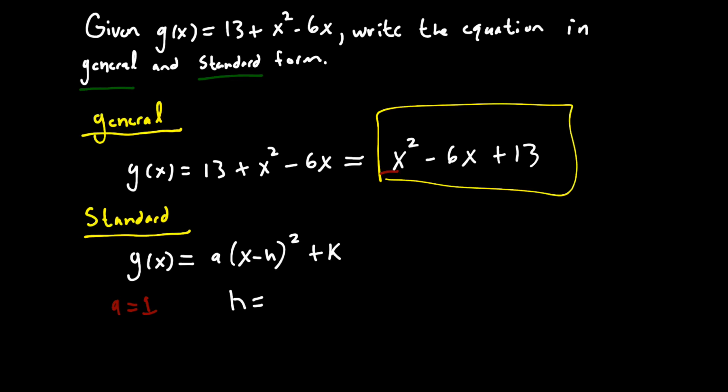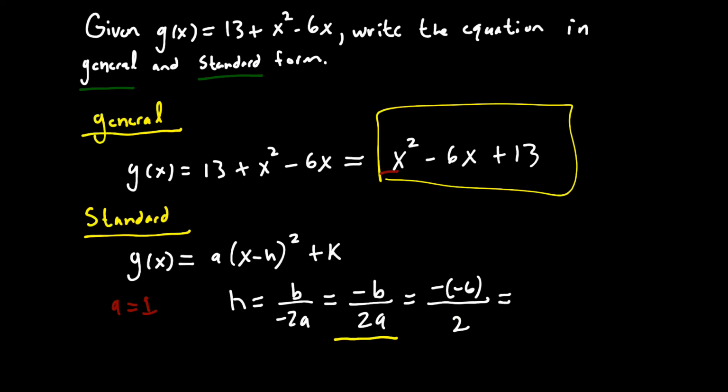h is equal to b divided by negative 2a. This is also written as negative b divided by 2a, and you'll mostly see this in this form. So plugging in for b, we'll get that this is equal to negative negative 6 divided by 2. So this is going to be equal to 3 after you simplify it.